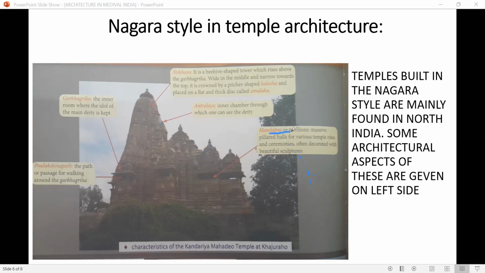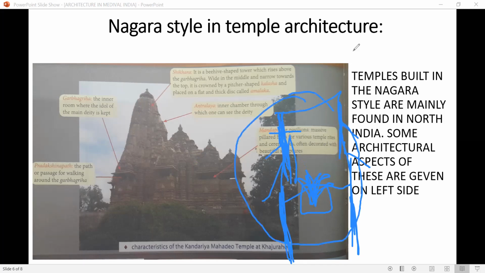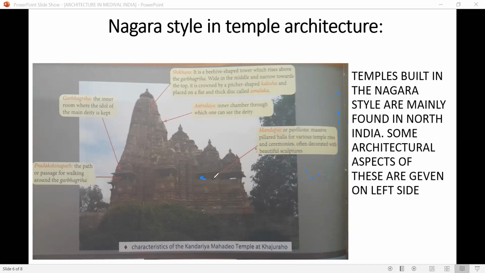Now we are going to discuss the mandapas, or pavilions. For example, if you are visiting a wedding, there you see a mandap, from where the agni, the fire, is burning. We also have massive pillared halls for various temple rites. At a wedding, four bamboos are kept on which the roof-like covering is placed, and it is decorated. In temples, they have such pillar-like structures, but they are known as mandapas. This whole thing is known as mandapas, and it is inside the temple. We can see the pillars also.